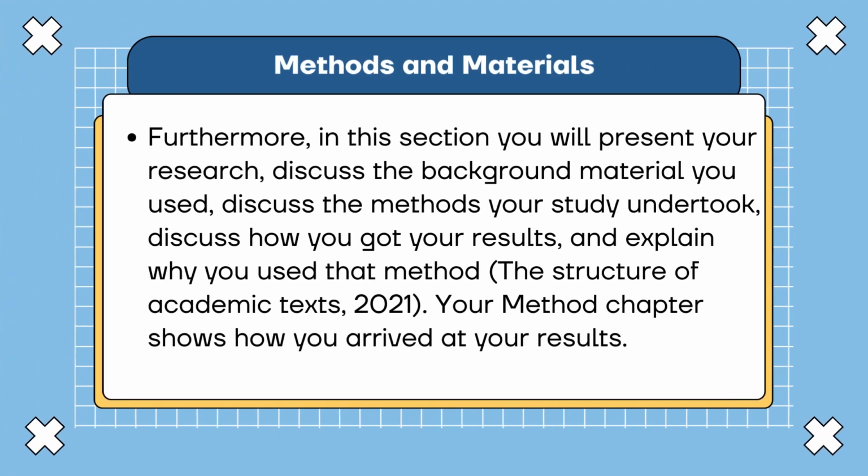Furthermore, in this section, you will present your research, discuss the background material you use, discuss the methods your study undertook, discuss how you got your results, and explain why you used that method. The structure of Academic Text 2021. Your methods chapter shows how you arrive at your results.